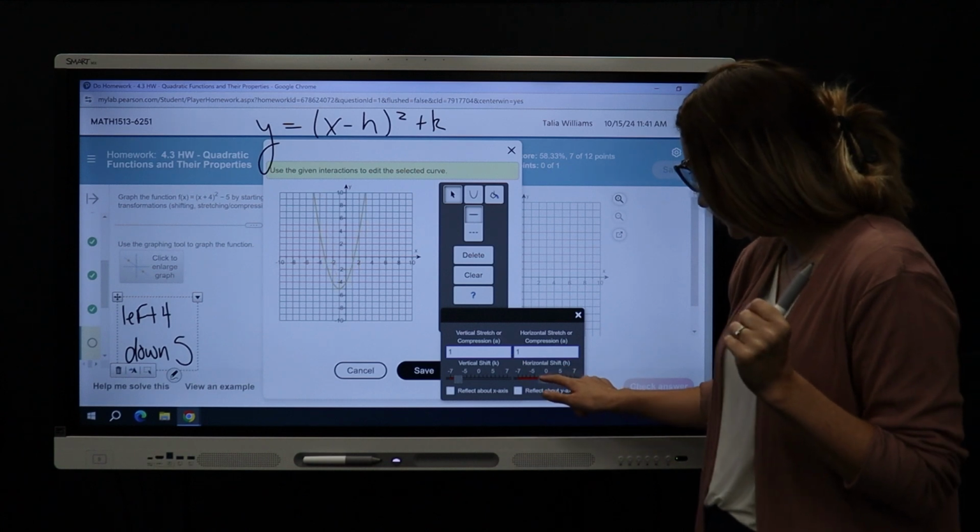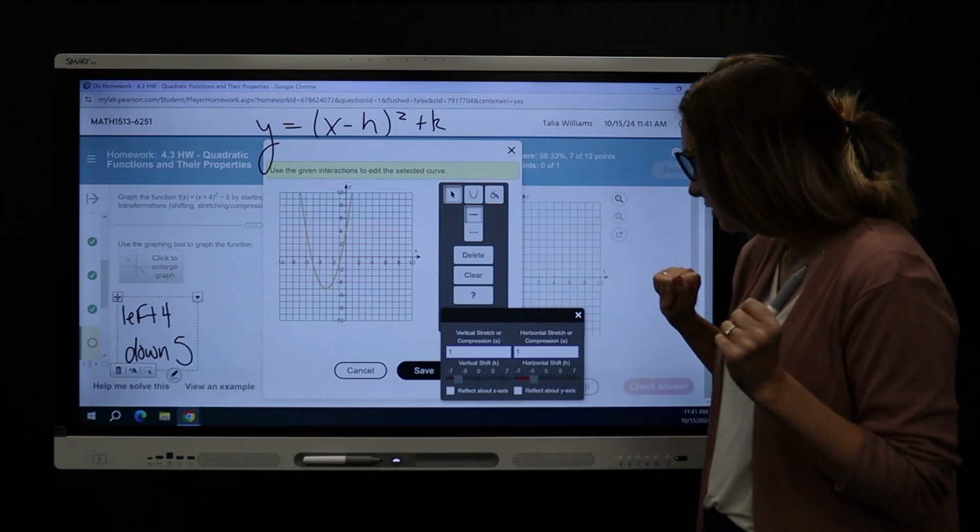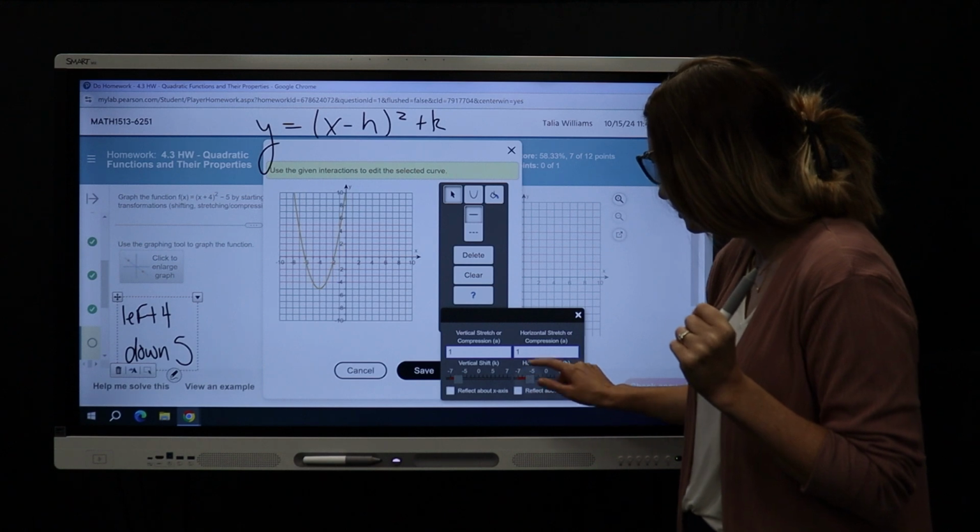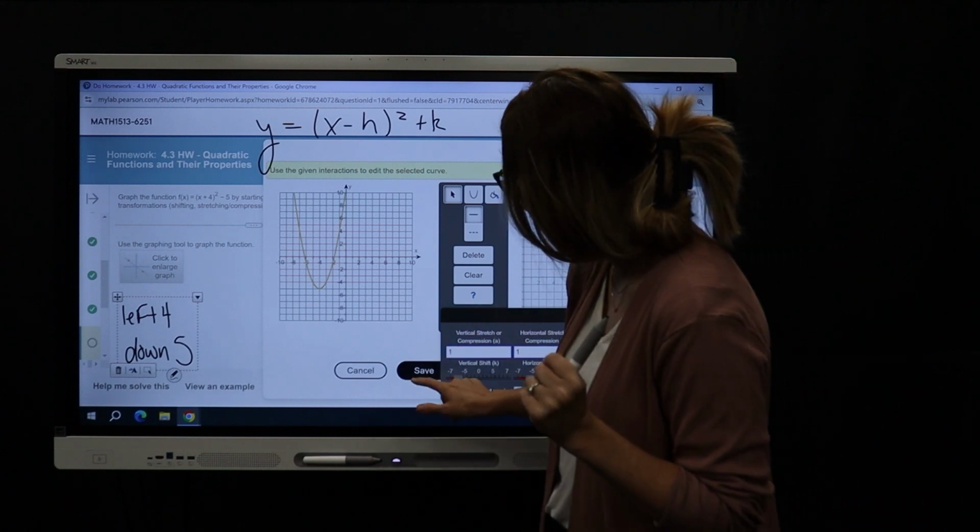And then left 4 is going to be negative 4, negative 5.